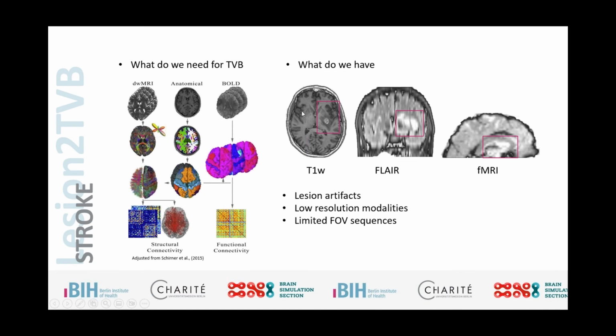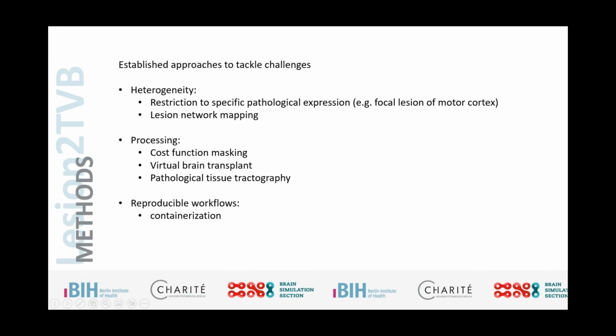Well, we end up with T1 images, with structural images that have significant lesions, significant artifacts impacting the performance or even success of algorithms. We have low resolution modalities, we have the data quality being impacted. We have limited data even available in the fMRI, even to compute functional connectivities. And yet we want to be able to really build TVB models accurately. And for this, we looked at different approaches that can be deployed to really tackle these different hurdles.